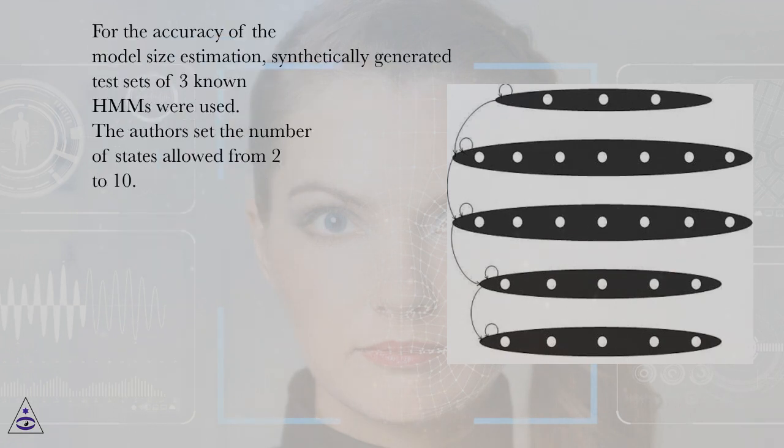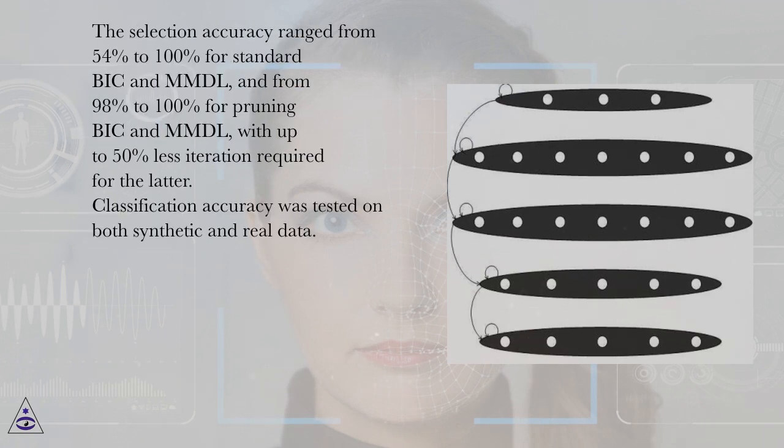For the accuracy of the model size estimation, synthetically generated test sets of 3 known HMMs were used. The author set the number of states allowed from 2 to 10. The selection accuracy ranged from 54% to 100% for standard BIC and MNDL, and from 98% to 100% for pruning BIC and MNDL, with up to 50% less iteration required for the latter.